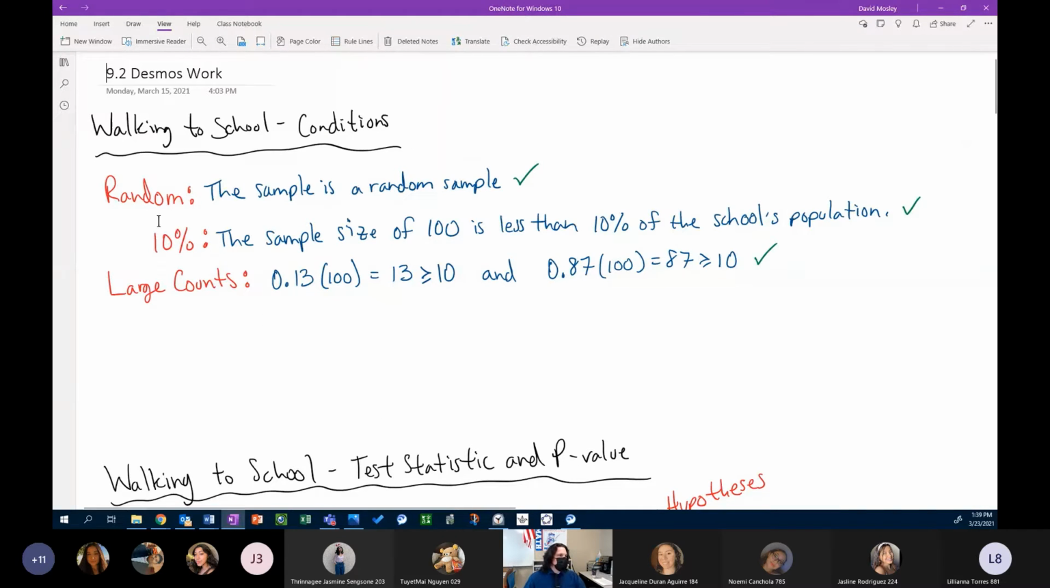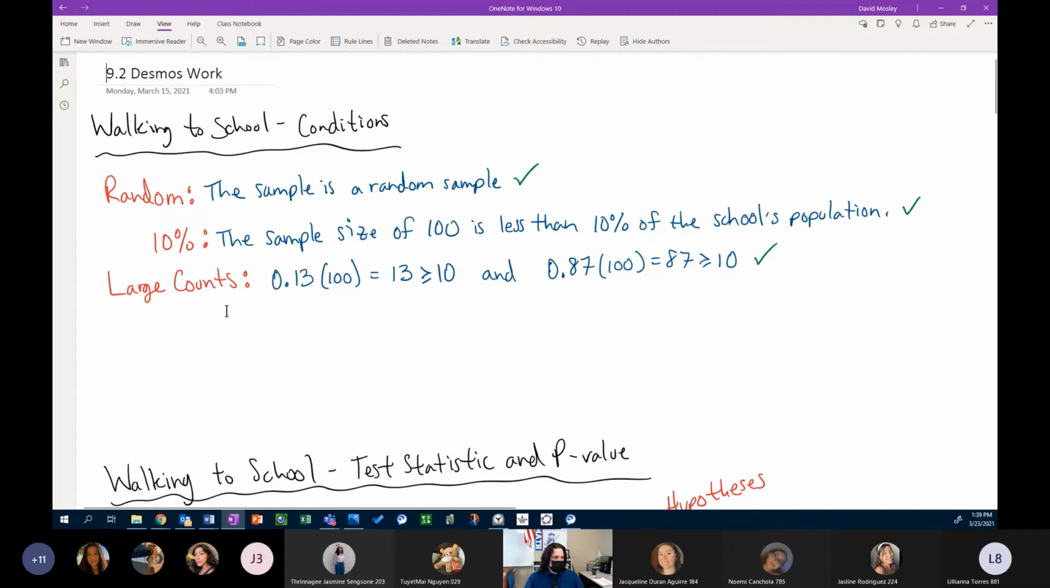Random: this sample was a random sample. We were told that in the context, so we can just say it's a random sample, excellent. 10% condition: the sample size of 100 is less than 10% of the school's population. We can say this because we were told the population of the school is large. We weren't told the exact number of students, but it's safe to assume at this point that there are over 1,000 students in the school because it's large. So 100 is less than 10%.